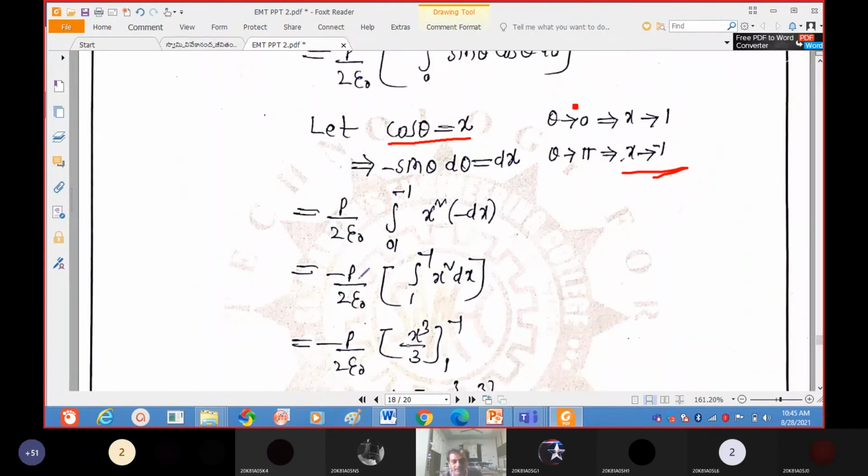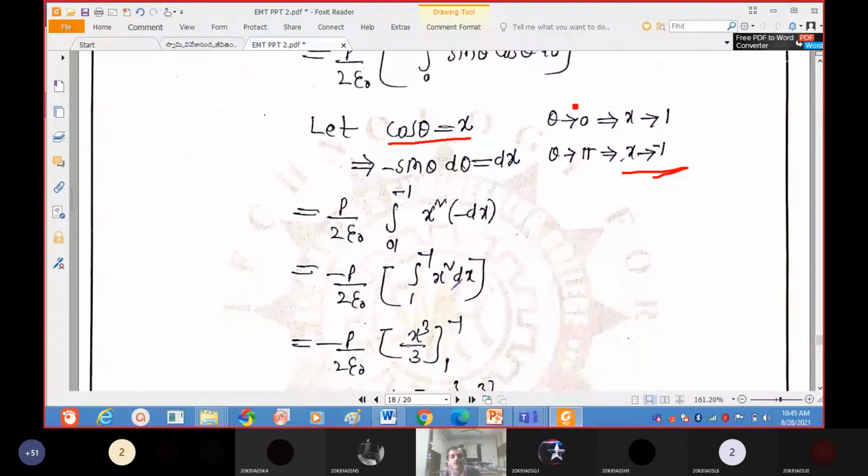We can write minus p by 2 epsilon naught. Otherwise we can interchange the limits, so the limits become -1 to 1 and this minus will be cancelled. If we don't interchange, the minus stays outside. So we have p by 2 epsilon naught into the integral from 1 to -1 of x square dx.